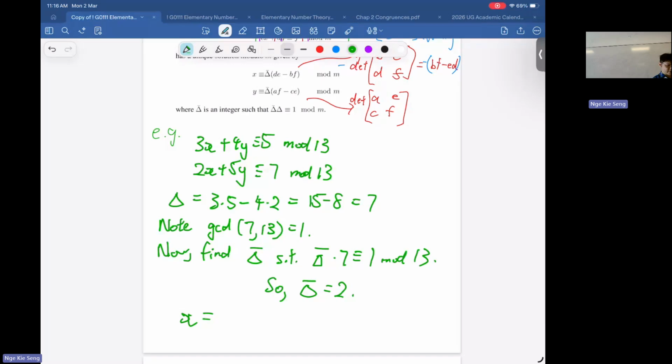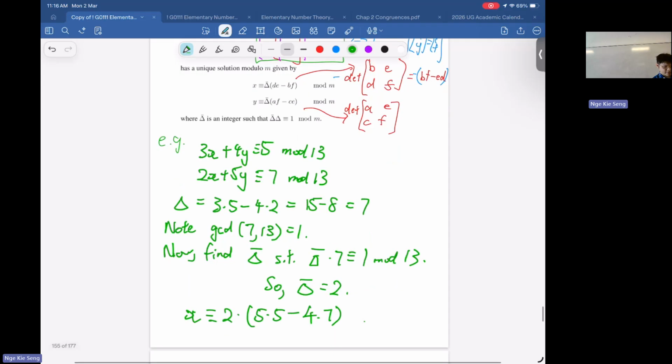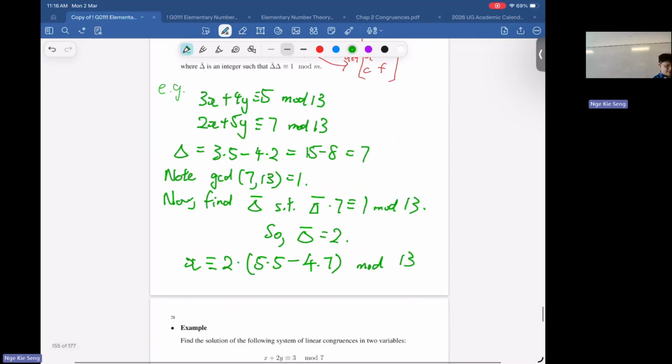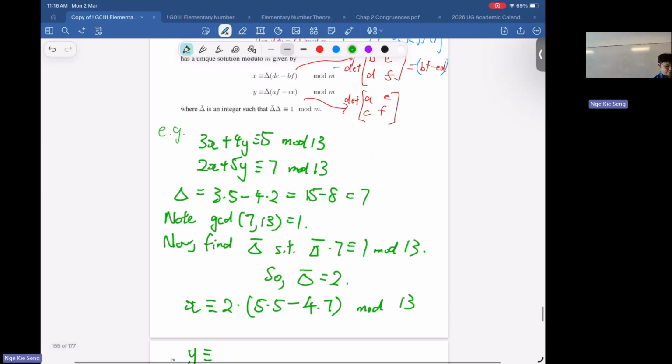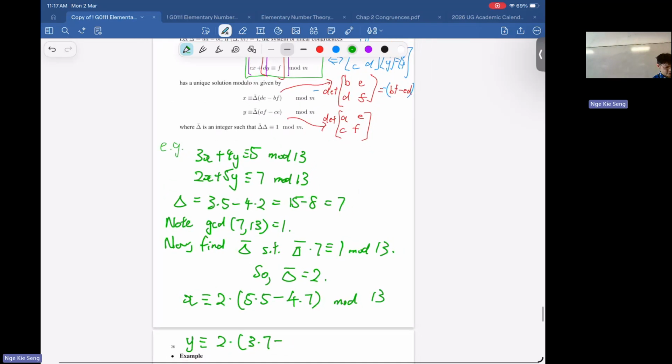X is equivalent to 2 times what's DE here. Remember the relative position is kind of important here. So 5 times 5 minus what's BF? 4 times 7, mod 13. And then the other one, Y is equivalent to 2 times AF, so 3 times 7 minus C. Where's C? I think it's the bottom, right? 2 times 5. Good.